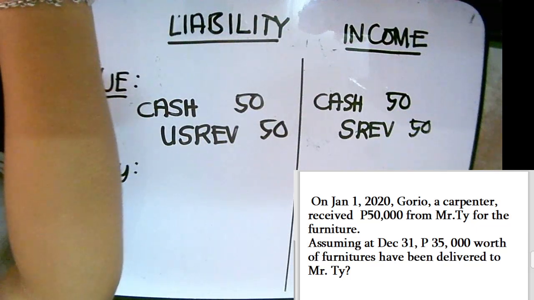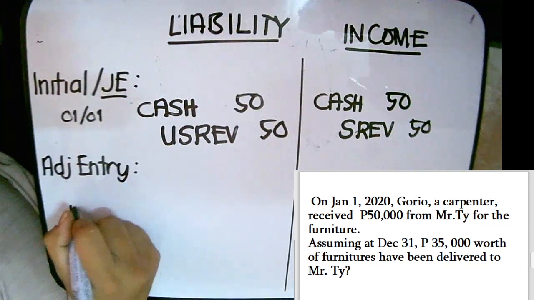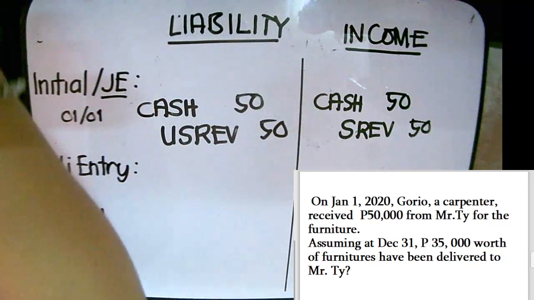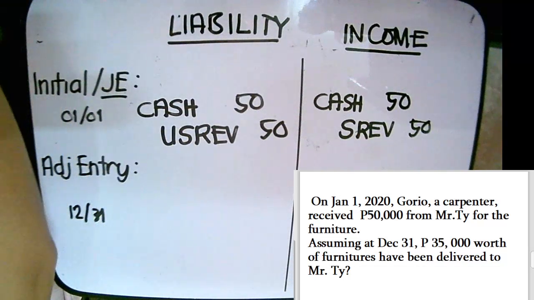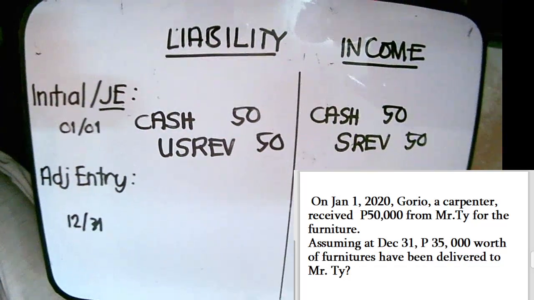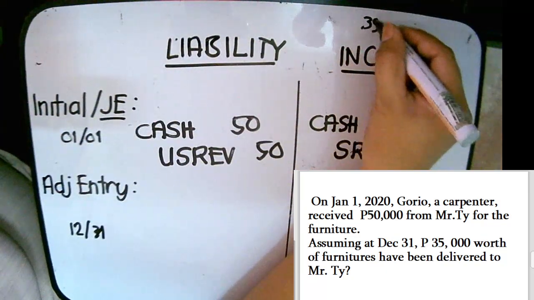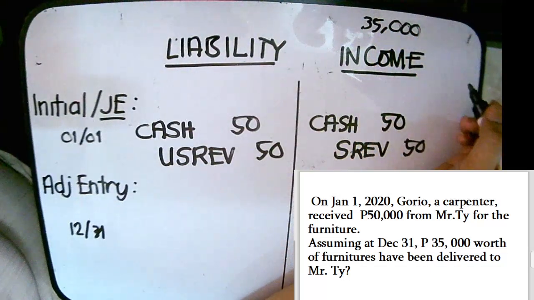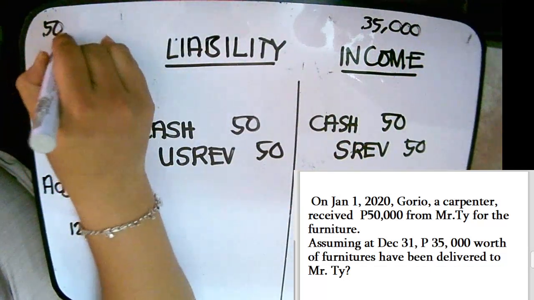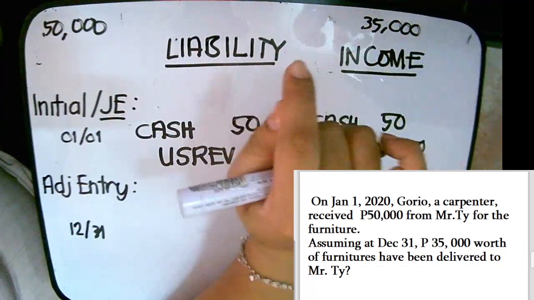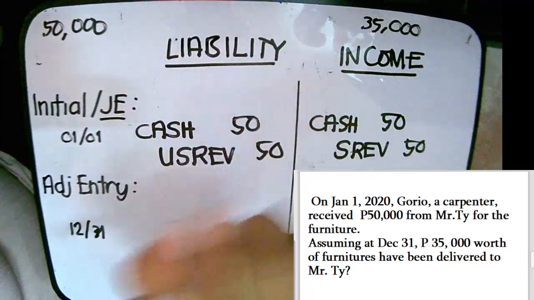Sabi sa problem, assuming at December 31 daw, 35,000 worth of furnitures have been delivered to Mr. T. Ibig sabihin, natapos niya na yung mga furnitures worth 35,000. So, anong ibig sabihin nun? Yung 35,000 na yun yung income. Yun na yung totoong income talaga natin. Kasi nga natapos niya na. So, out of 50,000 na na-receive, 35,000 yung na-earned na.